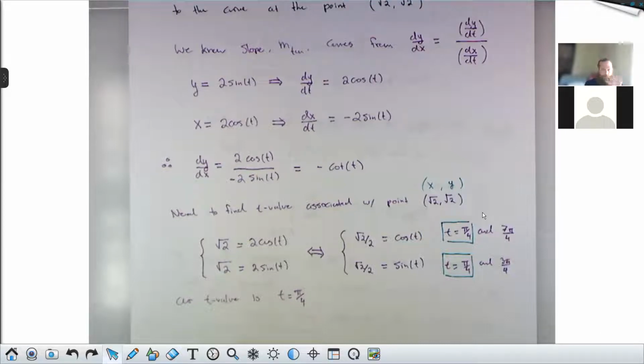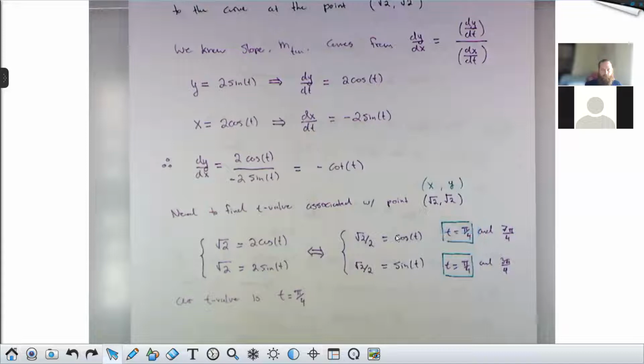Remember, the very first day we made tables, right? Every t value gave me a point on the curve. I'm trying to find the t value that puts me at the point root 2 comma root 2. So I set x equal to the x coordinate, which is root 2. That gives me this equation. I set y equal to the y coordinate, which is also root 2. That gives me this equation. Each of those equations have two solutions on the interval 0 to 2 pi. And I take the solution that is common to both.